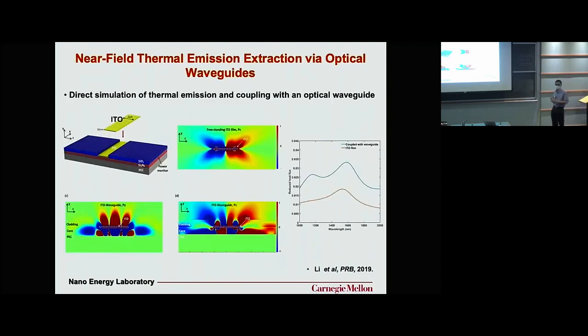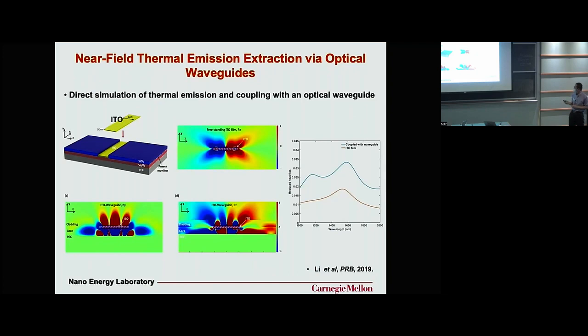So now I want to switch a topic a little bit. For the nanoplasmonic emitters, some of their resonant modes only exist in the near field. For example, we all know the localized surface plasmon resonance only exists in the near field, not in the far field. So the question is, how can we measure those near-field resonant modes? Experimentally, this can be very challenging.